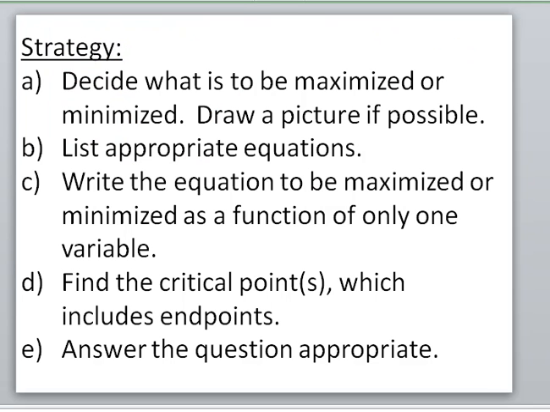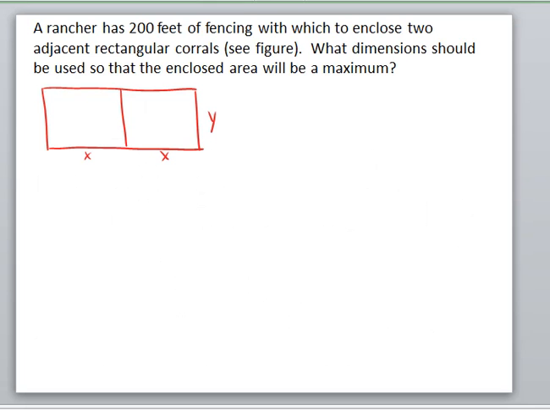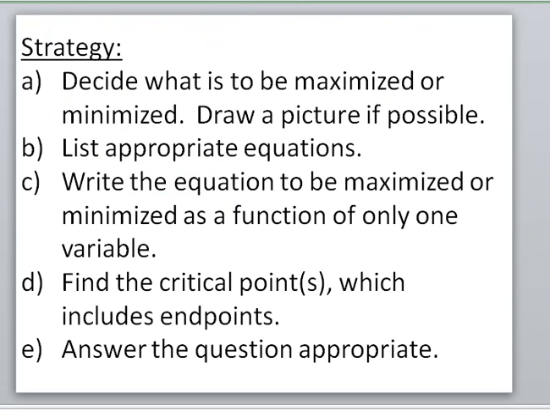Using my strategy, the first thing I'm supposed to do is figure out what's to be maximized or minimized. If I go back to here, it says that we want the area to be a maximum. So I'm going to maximize or find maximum area. The second part of my strategy is appropriate equations.